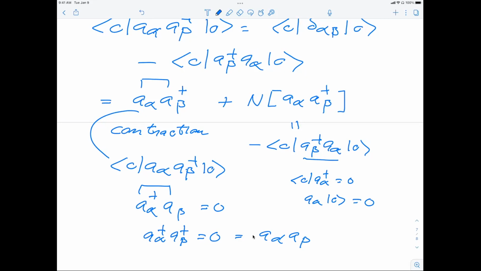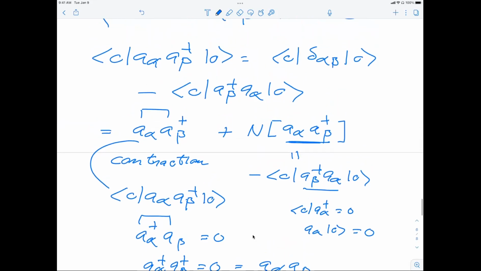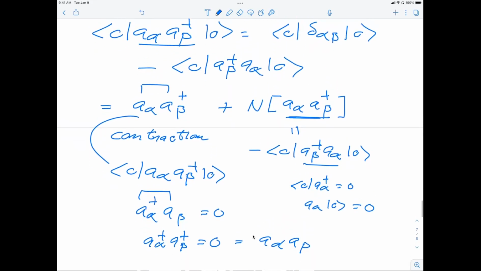Okay? And you see that there is a minus sign here. And the minus sign comes because I started with this expression here. That's where I started. And in order to bring this into normal ordered form, I have to switch A beta and A alpha, and that gives me a minus sign. So for every time I interchange a creation and annihilation operator, I get a minus sign.